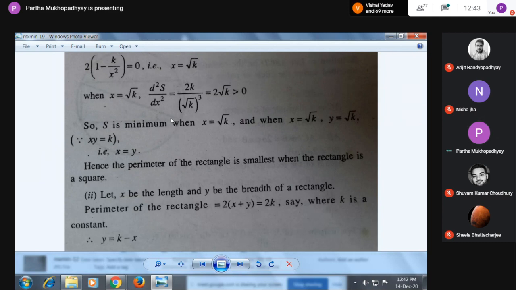area. And when X is root K, what will be the value of Y? XY is equal to K. So X is equal to root K means Y is also root K, because root K into root K is K. So X is equal to Y. So we could show that the rectangle will become a square if I stick to the minimum area condition. If I form the area to be minimum, X should be equal to Y.